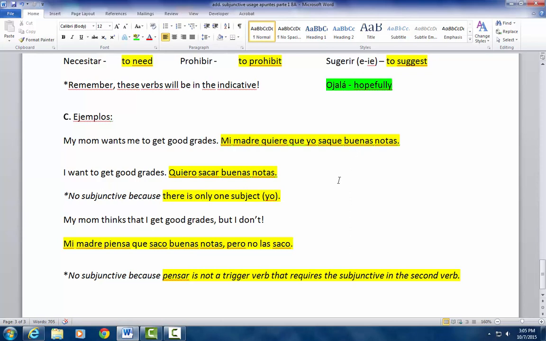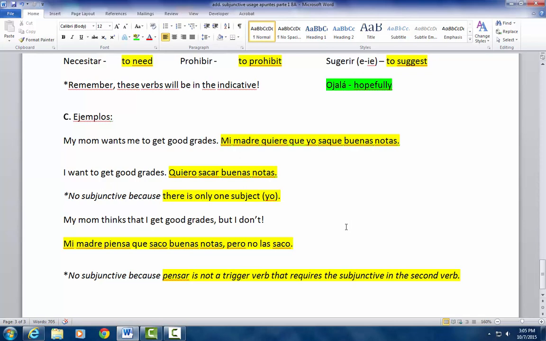Let's take a look at some others. I want to get good grades. Quiero sacar buenas notas. Now, what we're going to be looking for always are two subjects. So, we have here, I want to get good grades. There's only one subject, so this is not subjunctive. We can eliminate that right off the bat.